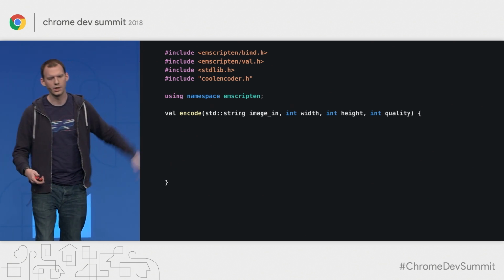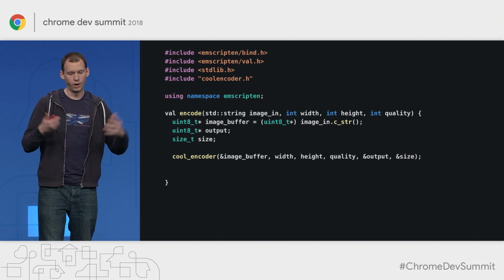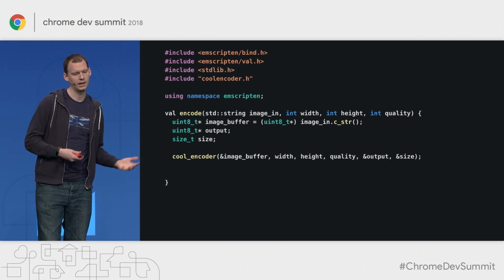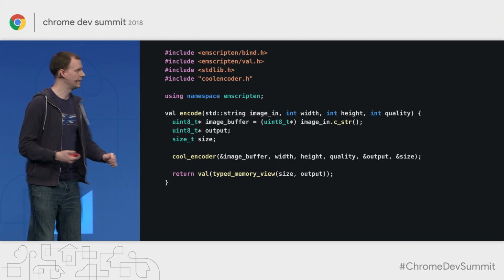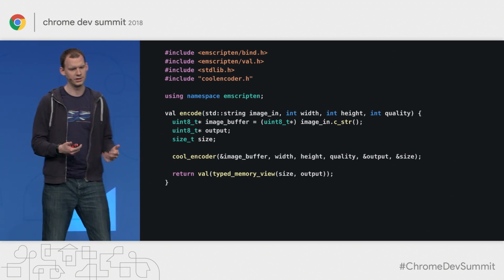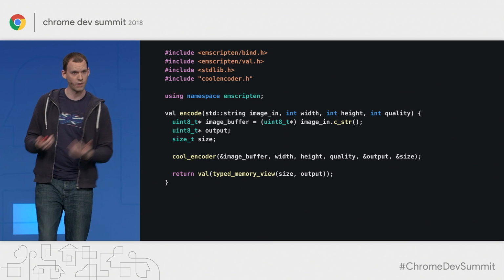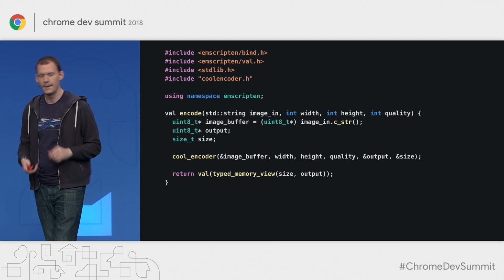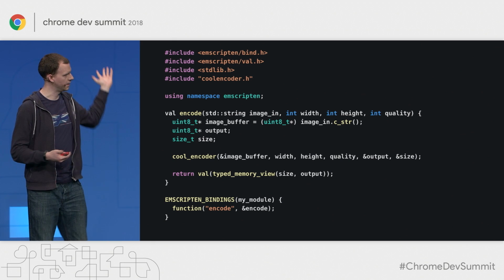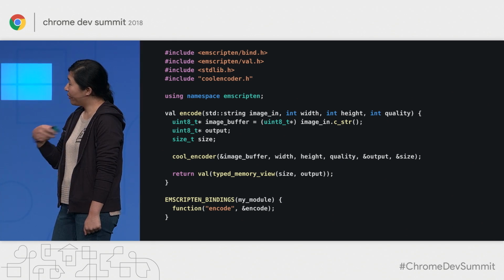In this example, I'm just using quality. And then we call out to the actual encoder under the hood, passing it all the settings, getting the output, and then we return it. And this val and type memory view stuff is an annotation to tell Emscripten to treat the return value as a Uint8Array back in JavaScript land. And then all we need to do is tell Emscripten which methods to expose. That's it. I'm a web developer.